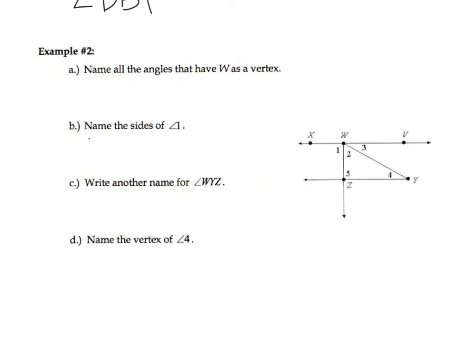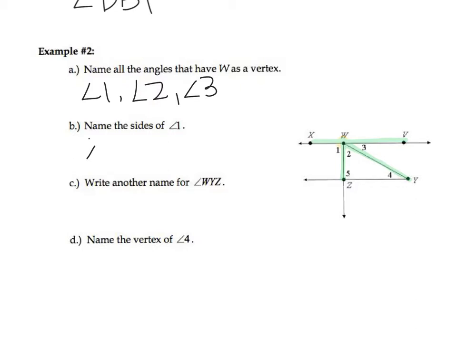Our second example, we're going to use this image. So we want to start by naming all of the angles that have W as a vertex. So we want to find W, and then we want to start identifying the angles. Well, if I look, all of my angles have numbers there. So I have one angle here, second angle here, and I have a third angle over there, all of which have numbers. So I can say angle 1, angle 2, and angle 3. All of which have W as a vertex.